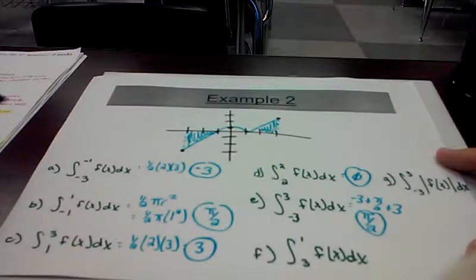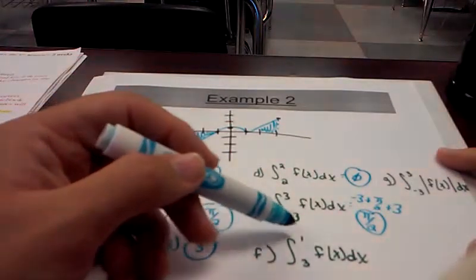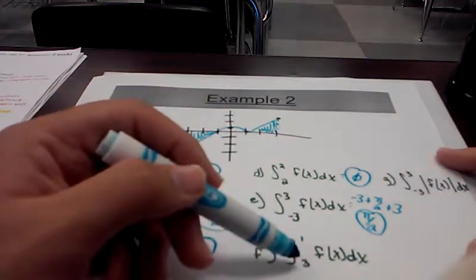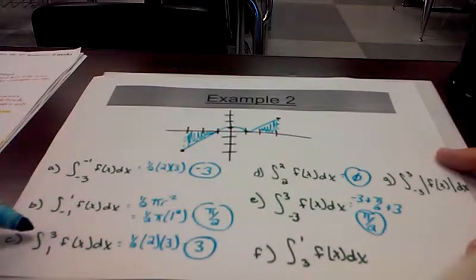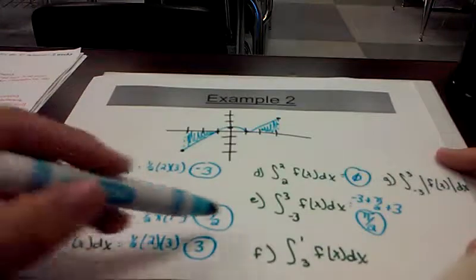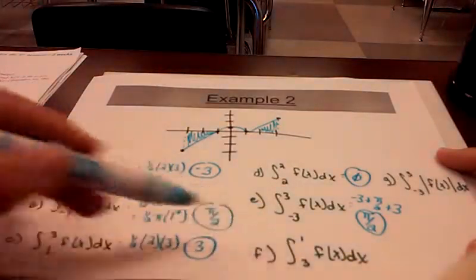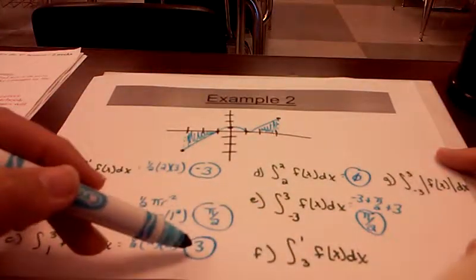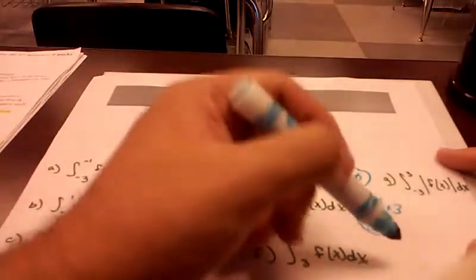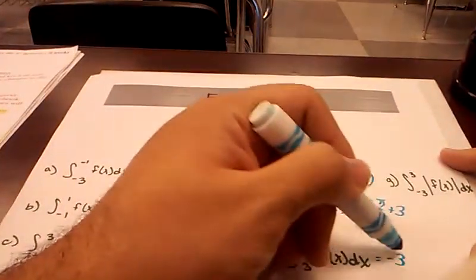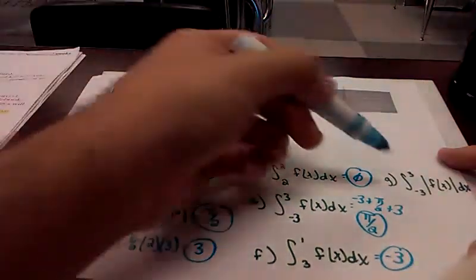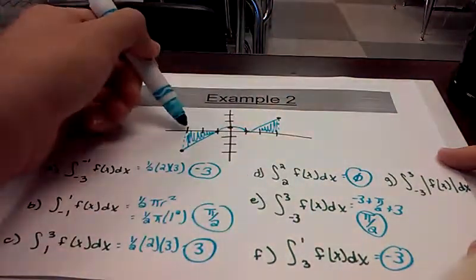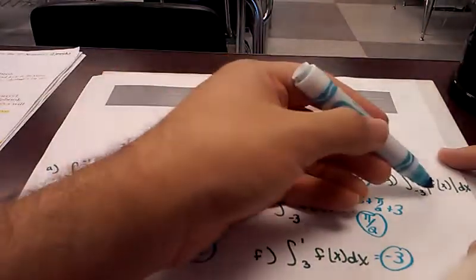All right, for the next one, it wants you to find the area, or the definite integral, from 3 to 1. Well, notice that you already found the integral right here from 1 to 3. The only thing that's changed here is that you've reversed the order of the limits. So since this was 3, this integral would simply be the opposite, or -3, and that would be the value of that.